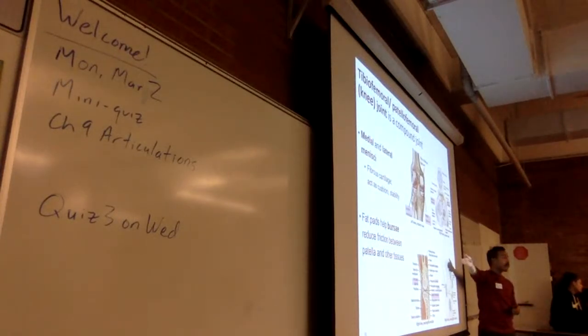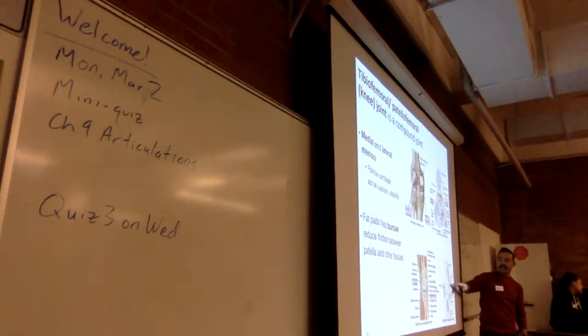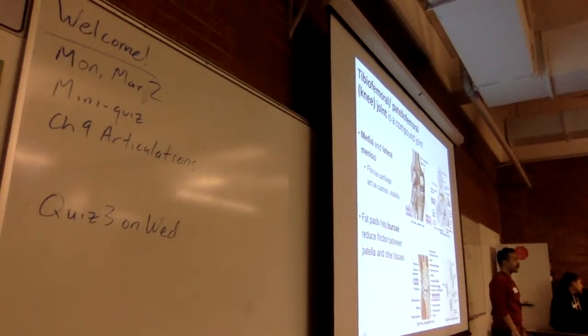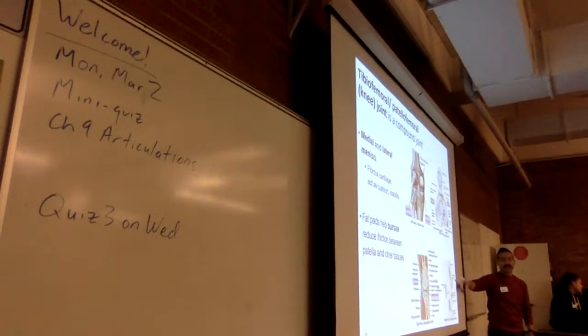You have lots of fat pads. You have lots of bursae. Like there's a bursa above the patella, in front of the patella, below the patella, another one here, another one here, another one here. A lot of bursae to protect the knee. Again, as far as the bursae go, I'm not going to test you on every single one. I just want you to know that there's a lot around the knee.